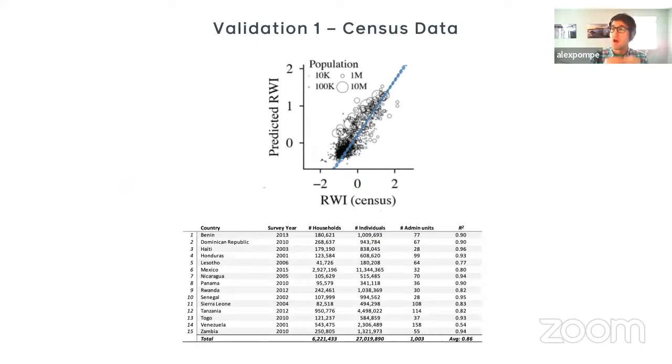So how do we know that our predictions are accurate? Well, what we can do is compare our relative wealth index predictions to the relative wealth index calculations that come from census data. We've done this for 15 different countries from all around the globe. Sometimes the census is pretty out of date, but overall, across a range of countries and a range of population sizes, we are seeing a lot of agreement between our prediction and the observed or measured relative wealth index from census data.